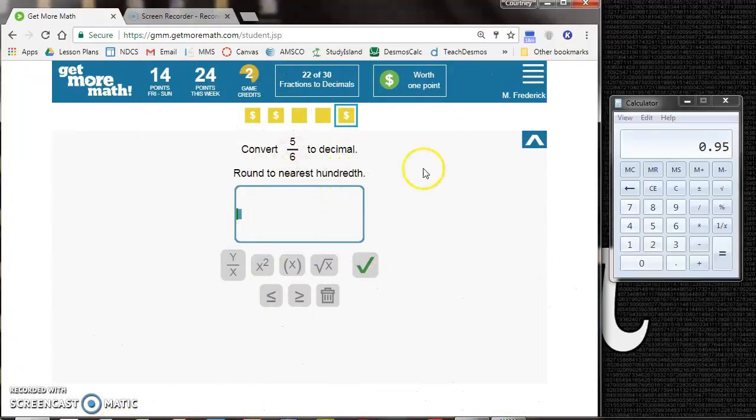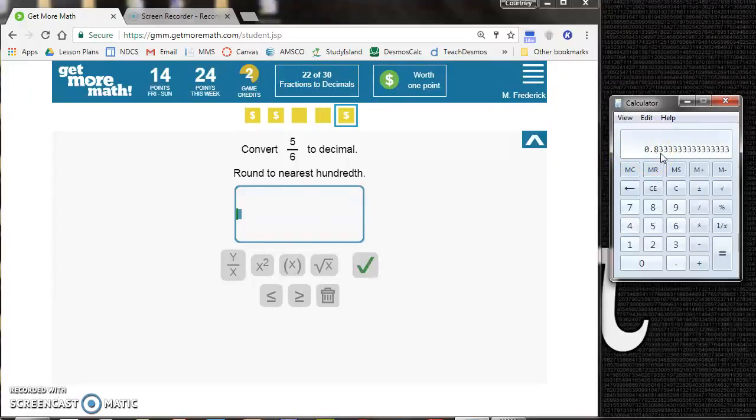Convert 5/6 to a decimal. Round to the nearest hundredth. Notice that in the last two problems, we didn't need to round. But look what happens when we take 5 divided by 6. We get 0.8333333, and it seems to go on forever. So here we'll round to the nearest hundredth.